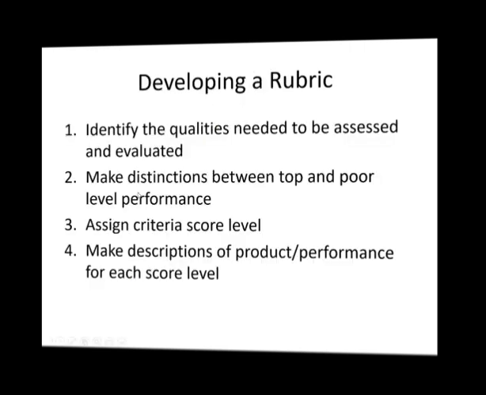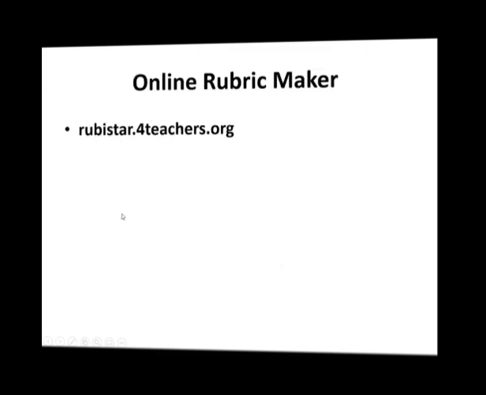So how do we develop a rubric? Well, we have to identify the qualities needed to be assessed and evaluated. We have to check again our learning outcome. If the learning outcome states what should be graded, this should be the criteria that is included in our rubric. We should make distinctions between a top and poor level performance so that we can describe what would be the product or performance if it would correspond to 5, 4, 3, 2, or 1. Assign criteria score levels and make a description of the product and performance for each score level.